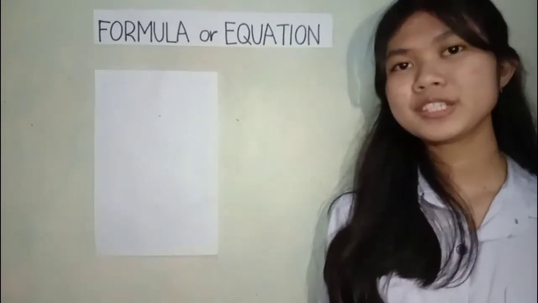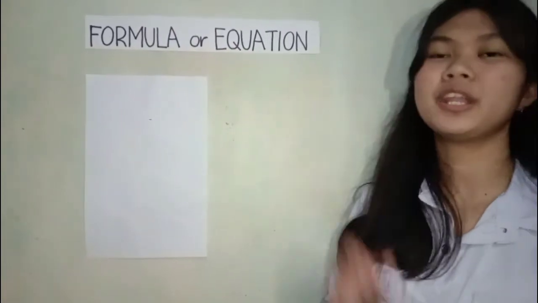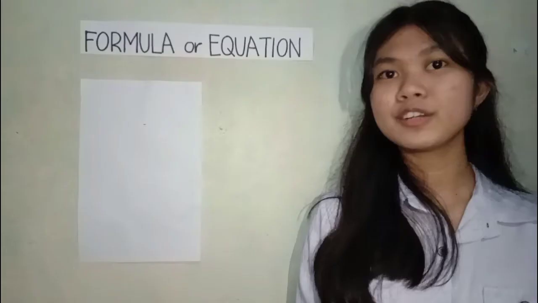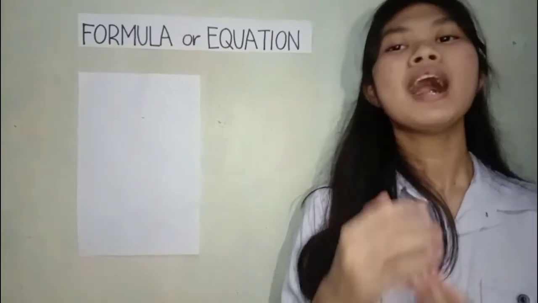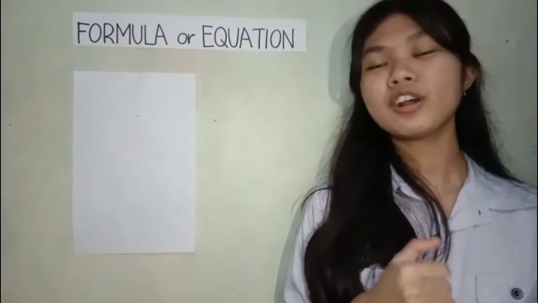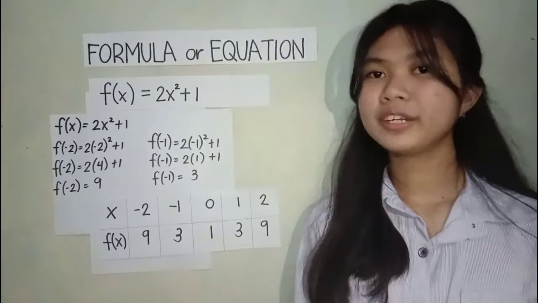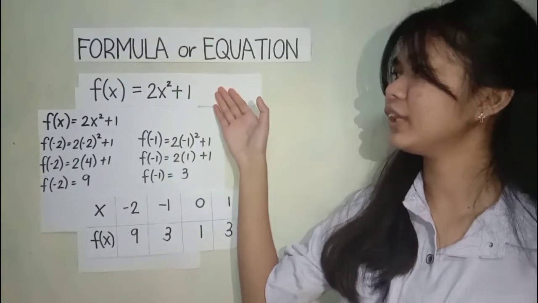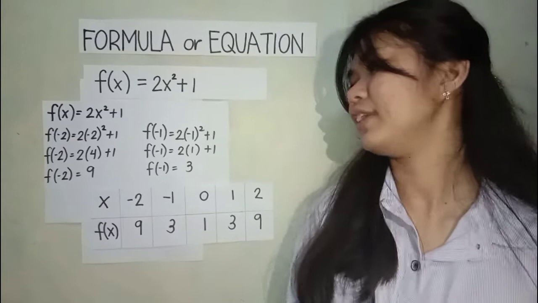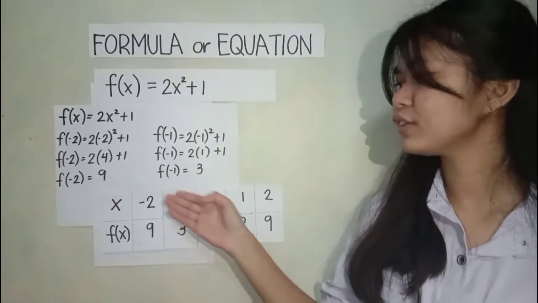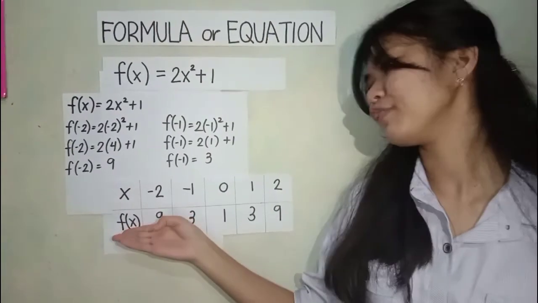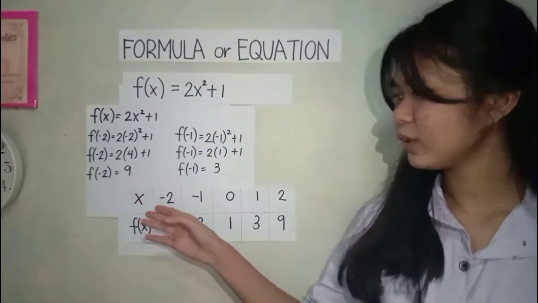The third representation of function is formula or equation. A function is an equation that has only one answer for x for every f of x. A function assigns exactly one output to each input of a specified type. For this example, we will determine if this equation is a function or not. By doing that, we will use a table of values. We will assign any possible values for x and substitute the x into the equation to get the value of f of x. For example, x is equal to negative 2.